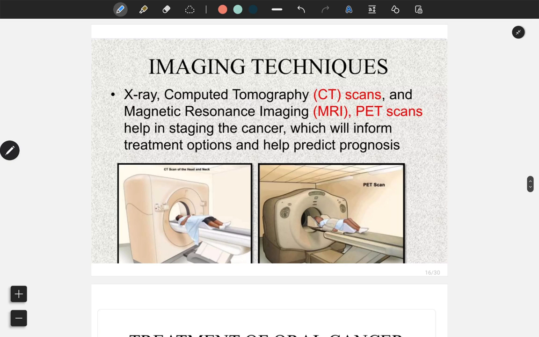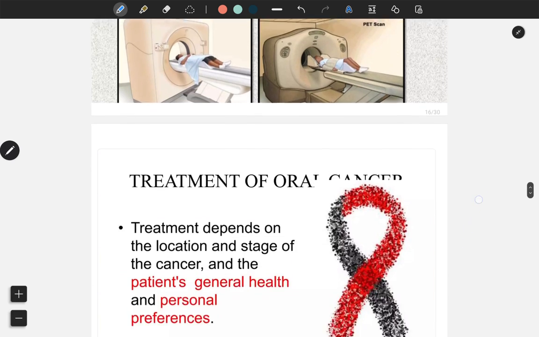Then what are the different imaging techniques? These are the further investigations after we get a positive biopsy test. Then we have to go for different imaging techniques like X-ray, computed tomography, CT scans. Nowadays CBCTs are available, and magnetic resonance imaging, that is MRI. PET scan can be done for further investigation to check the spread of the cancer. They help in the staging of the cancer. So at this stage we can stage the cancer, that is stage 1, stage 2, stage 3, which will inform treatment options and help predict different prognosis.